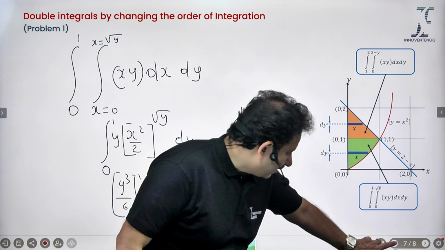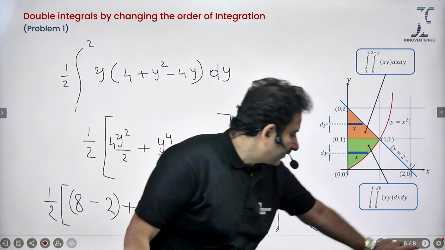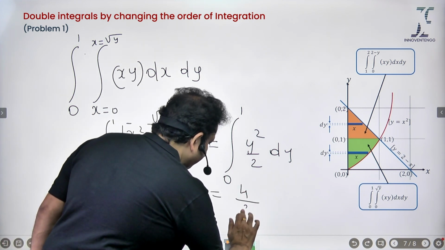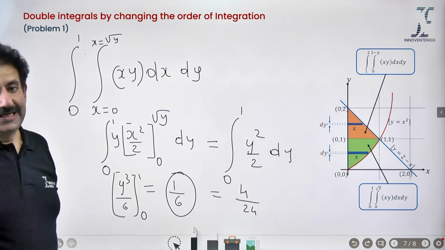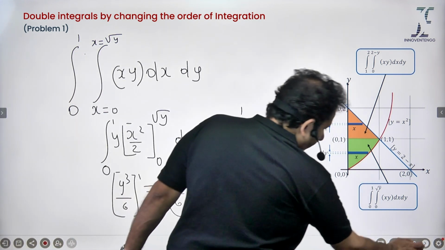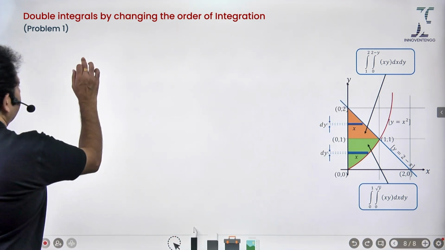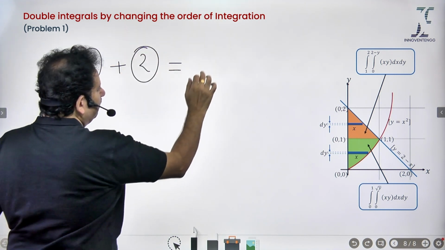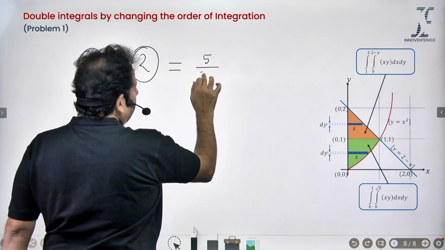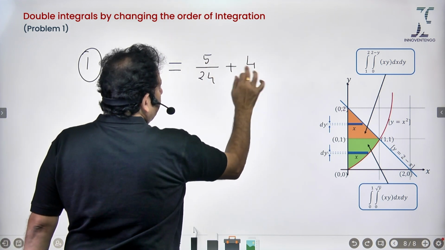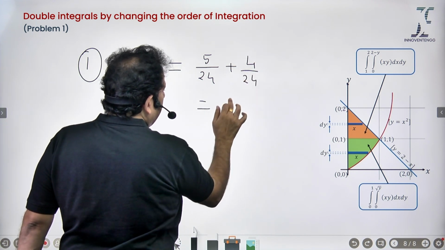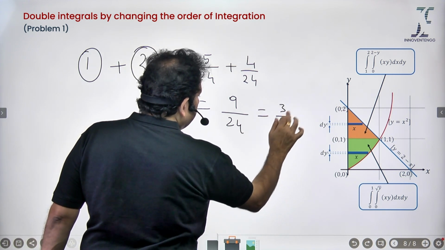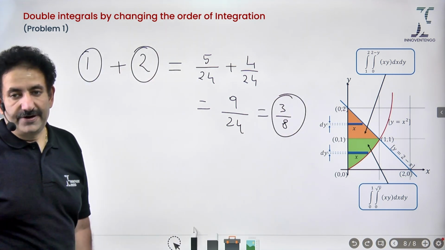So previously what we got? We got 5 by 24. Now I have got 1 by 6. Can I simplify this as 4 by 24? Because I can multiply and divide by 4. So what would be my final answer? My final answer would be integral 1 plus integral 2. One is of course 5 by 24, another is of course 4 by 24. If I add, it's going to be 9 by 24, which is 3 by 8. So this is the final answer.